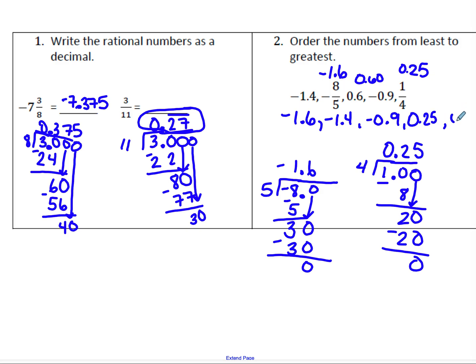And then my 6/10. Now really when we do these types of problems, generally I prefer for you to write the numbers in their original form. So I'm going to go back and write them in their original form. I think I'm going to just switch colors here so it stands out a little bit from all my other work. Okay, so this 1.6 was really -8/5. So -8/5, -1 and 4/10, -9/10, 1/4, and 6/10. Okay.